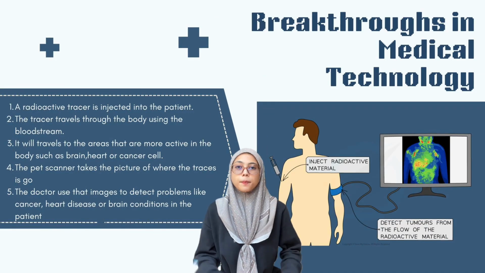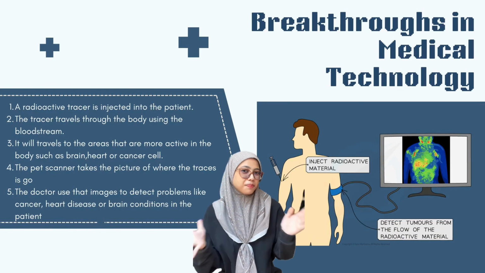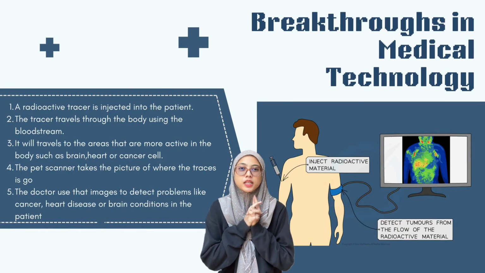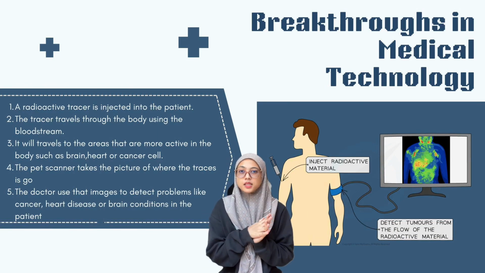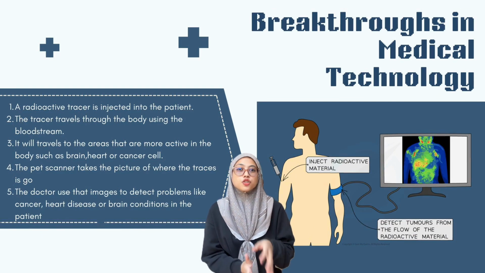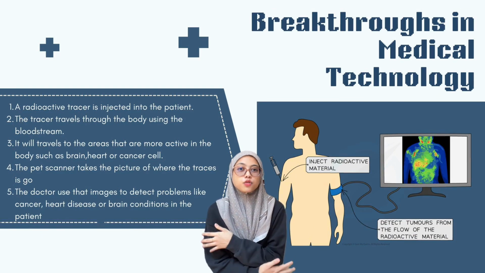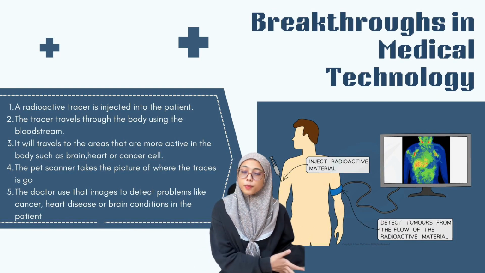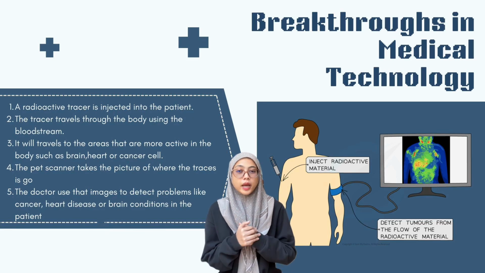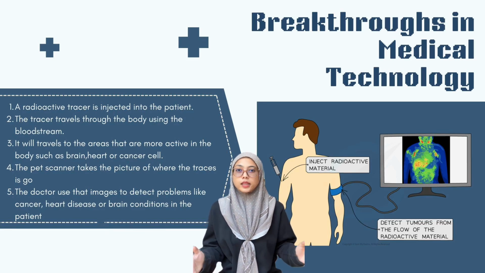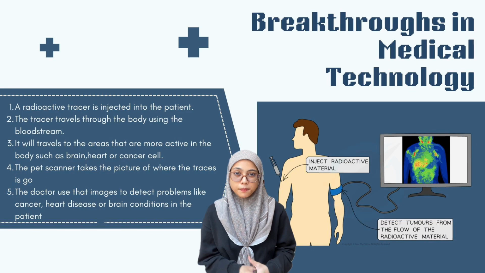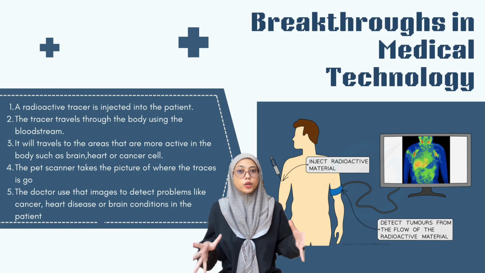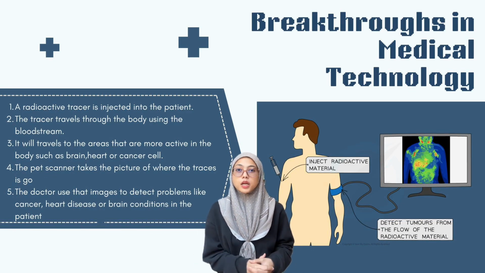So how does the PET scan work? Let me explain in simple terms. First, the patient is given a special type of medicine called a tracer. It is usually injected into our body and travels through the blood to different parts of the body. This tracer goes to the areas that are more active, like the brain, heart, or even cancer cells. It is kind of like a spotlight that shows which parts of the body are working harder.